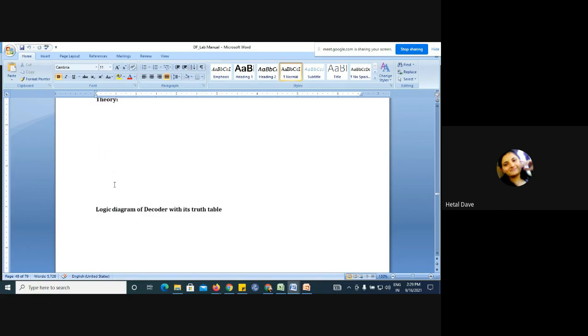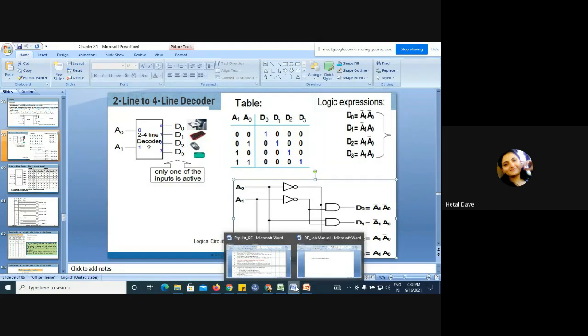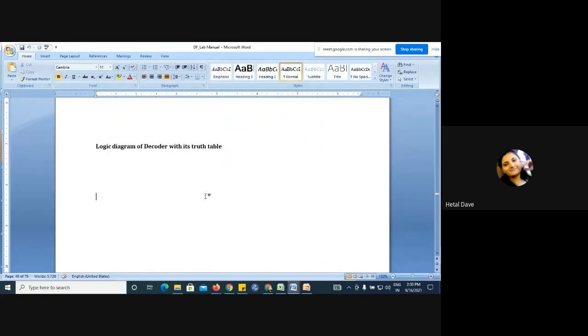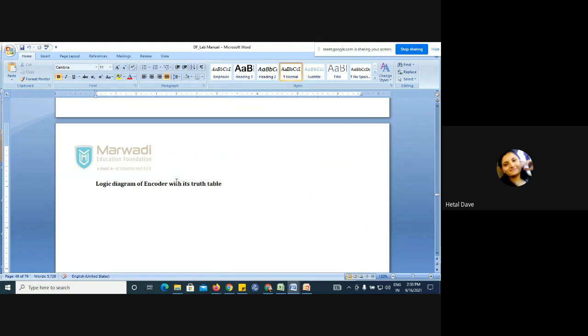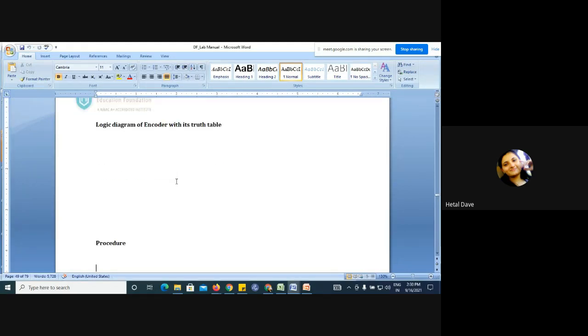Then the logic diagram of decoder with its truth table. First of all, everything will be drawn in your book. This truth table, this expression, and this circuit should be drawn in your book, and your bookwork photo should be pasted here for the decoder. Next, encoder. Still, encoder has not been explained. I am going to explain it. But once encoder is explained, then you will paste here your bookwork photo.